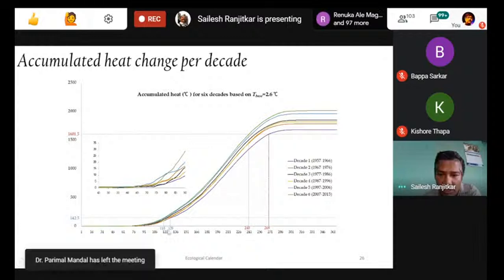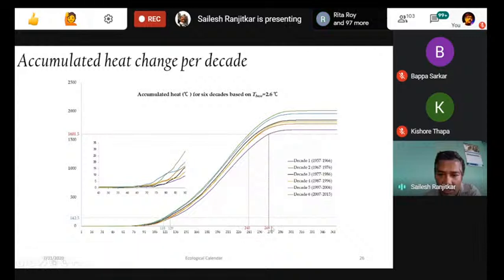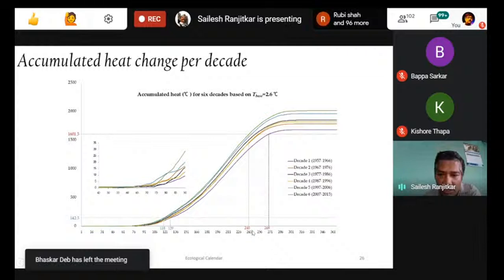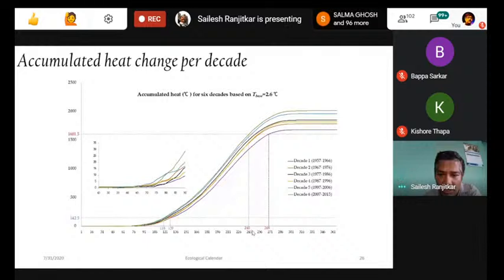At the beginning of the season it is around 11 days, and at the end of the season it is almost 30 days advancing. That means the growing season is getting shorter in the current period, which could be good for some crops and may not be good for other crops.